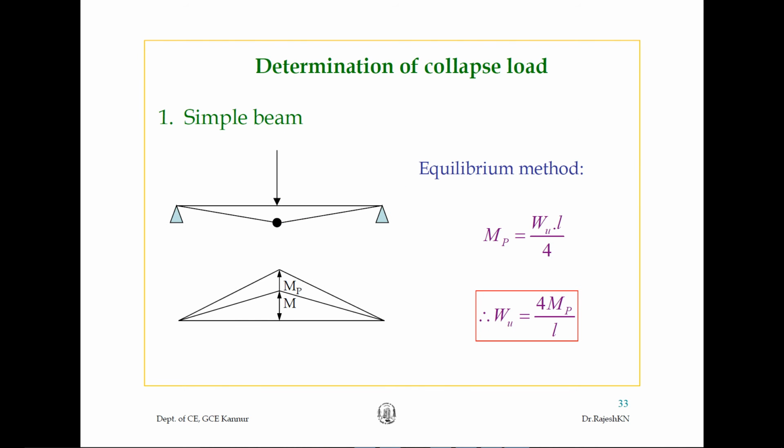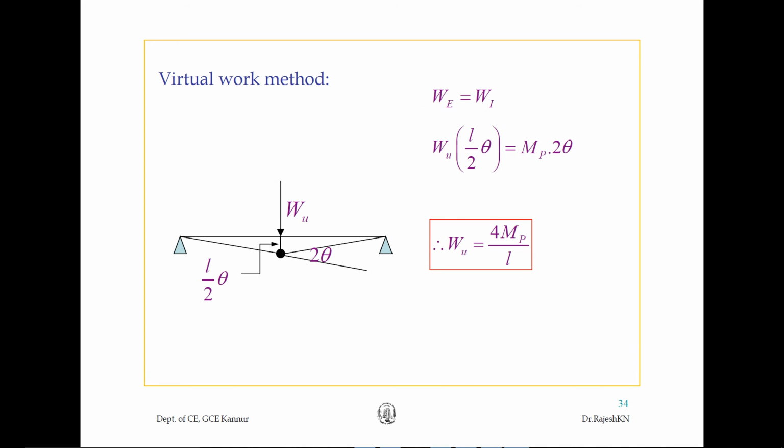Now we'll take a simple beam. In a simple beam, a load is acting. MP is equal to WL by 4. It will be calculated with the virtual work method. We will be using the virtual work method in our whole studies. That is the easiest method. Similarly, this is a virtual work method.